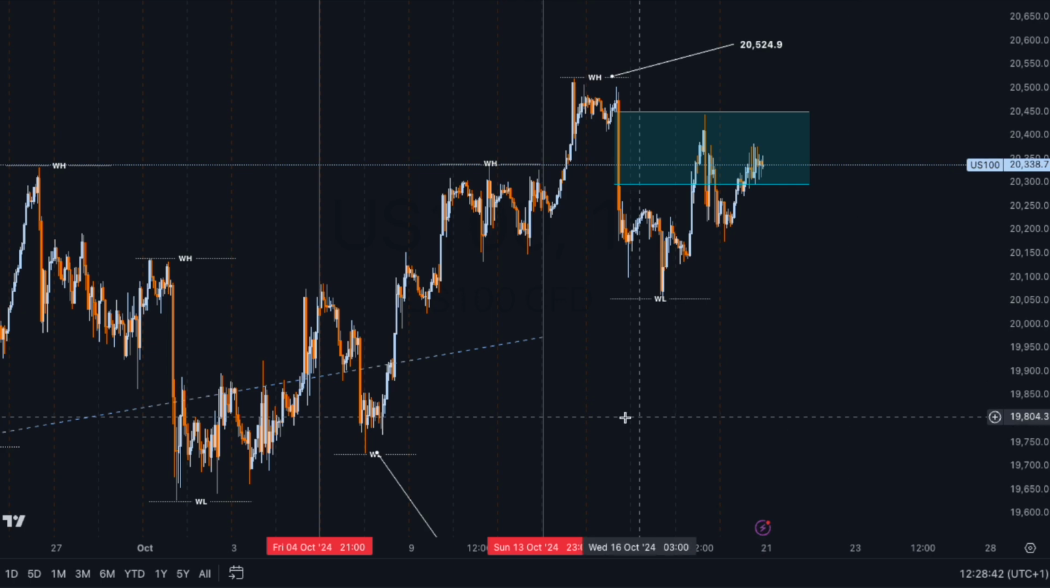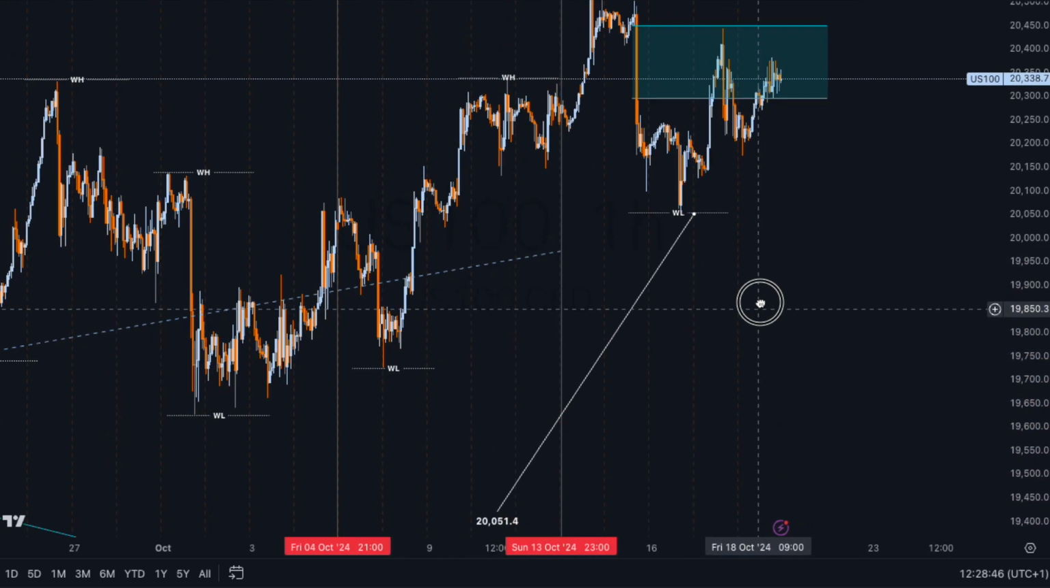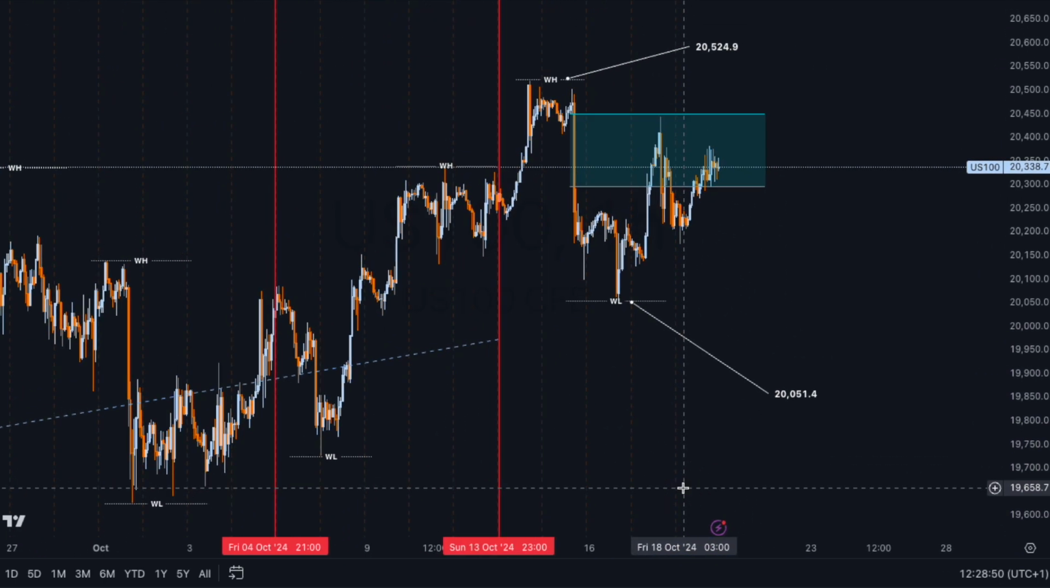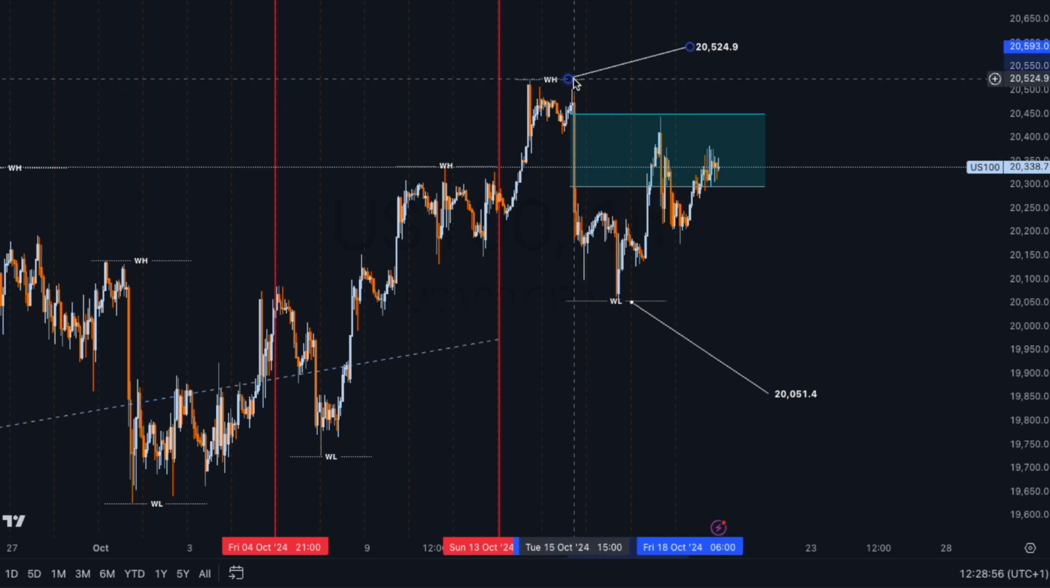The second level we've got is over here. Just to save me a bit of time fiddling around, let's just move that over. The new weekly low is set at 20051.4. So if any of these levels are taken out, we are looking for moves in the corresponding direction.